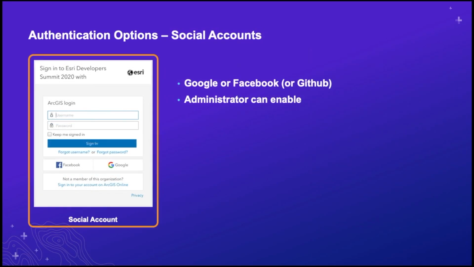A second way that your users can authenticate is using social identities. So we currently support Google and Facebook as a way for users to log in. In our next release, we are adding GitHub as a way to authenticate. And it's the administrator, though, that can enable this ability or not. So you might not want to have social identities be able to log in to your organization, but you might. So you can enable or disable that option.